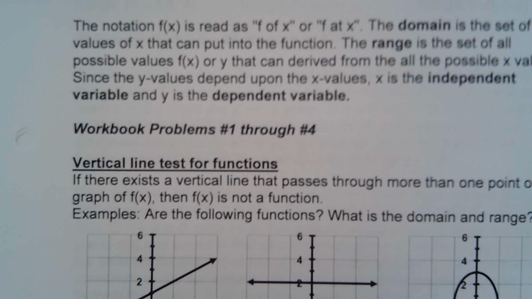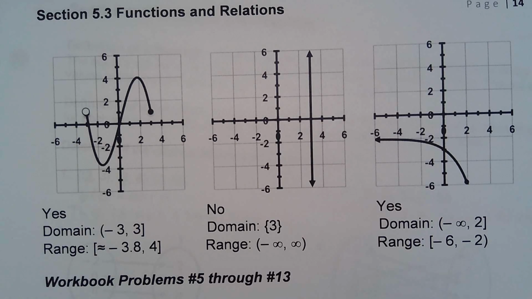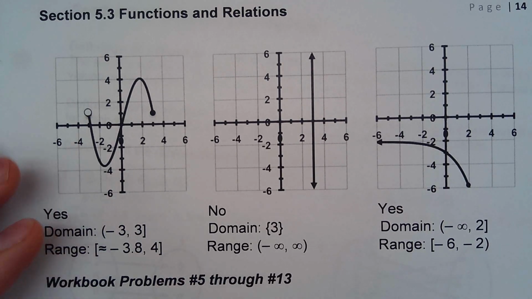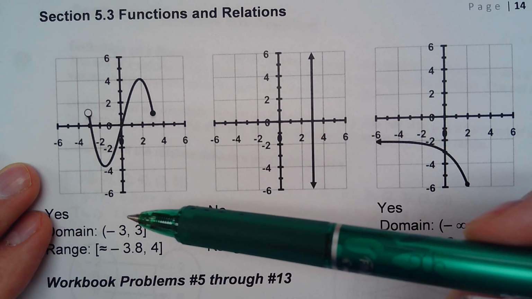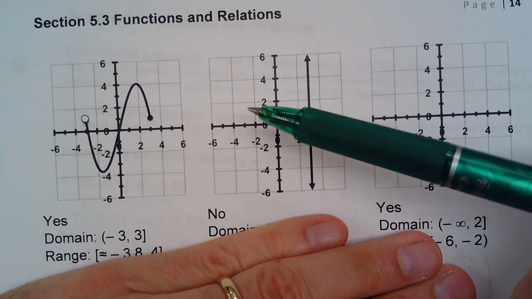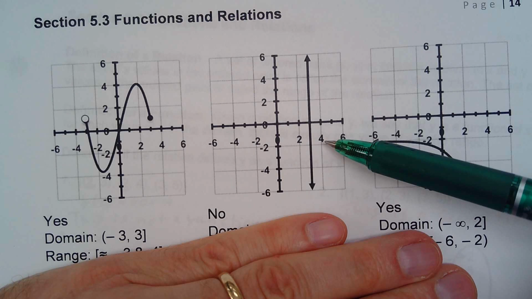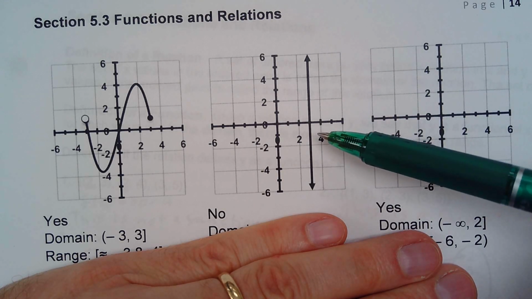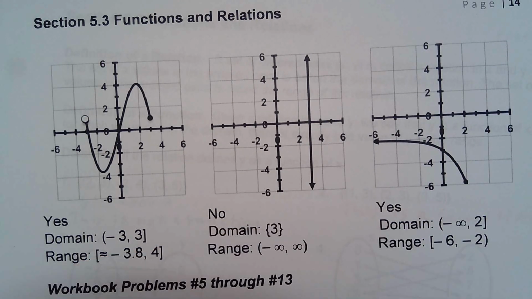All right, let's turn the page. By vertical line test, this is a function. This would not be a function because here's a line that you go through an infinite number of points. And vertical line test says this is a function.